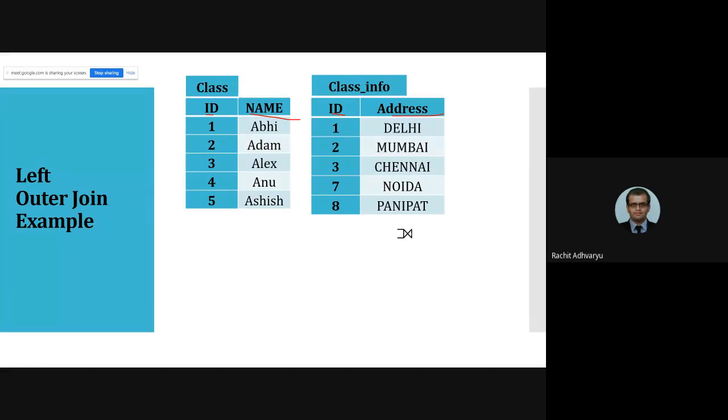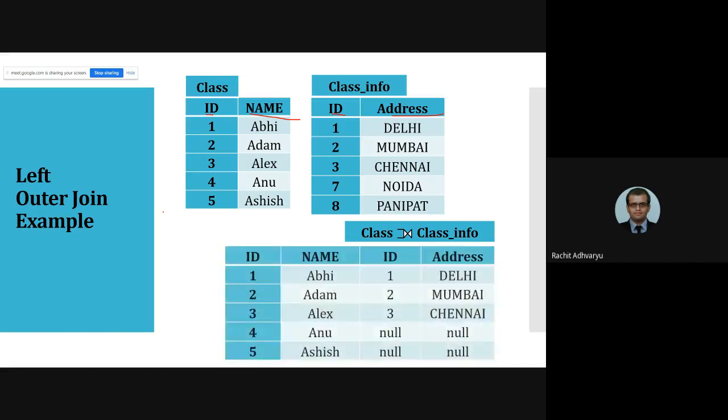So now what I want to do is perform the left outer join. The rule says it should display all the data of the left table and all the relevant data of the right table. And wherever there is no data available from the right table for the left part, we will put null. So let's see. We are going to perform left outer join on class and class_info. So this is what the final answer would be.